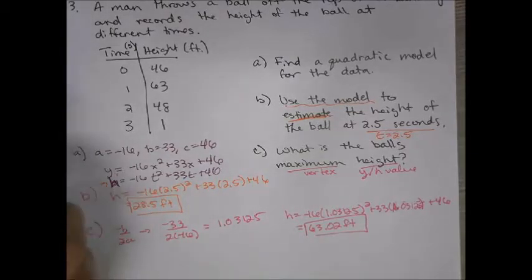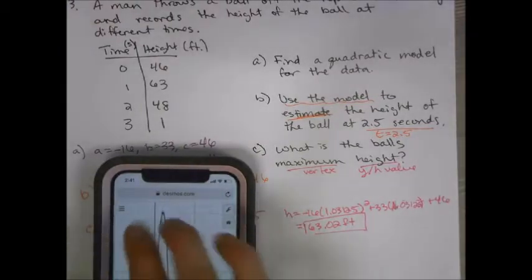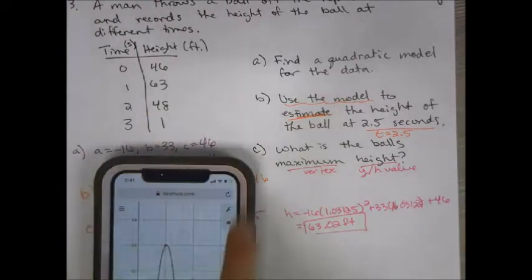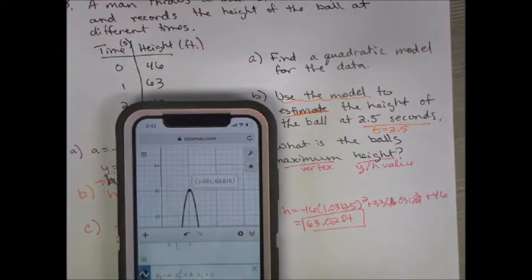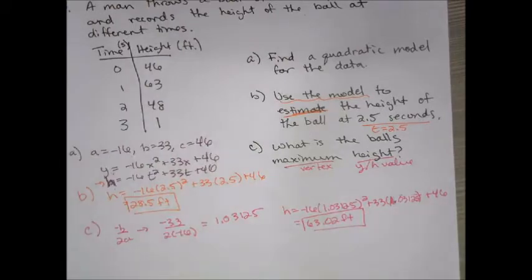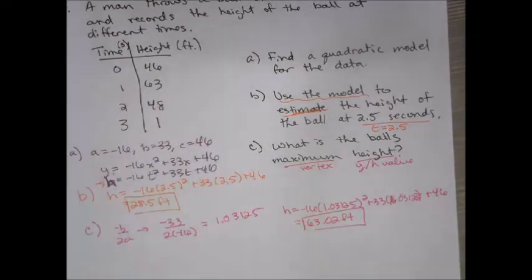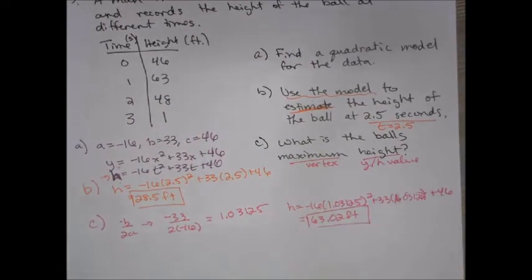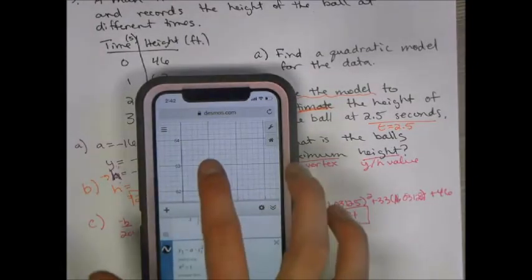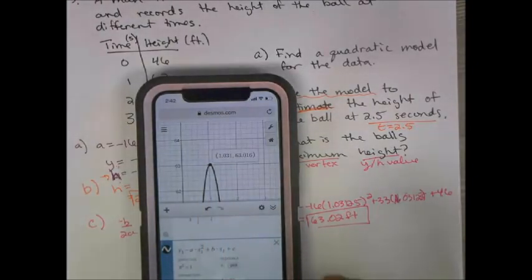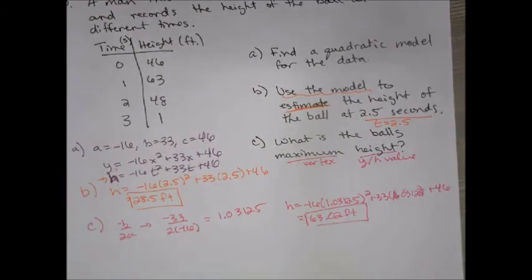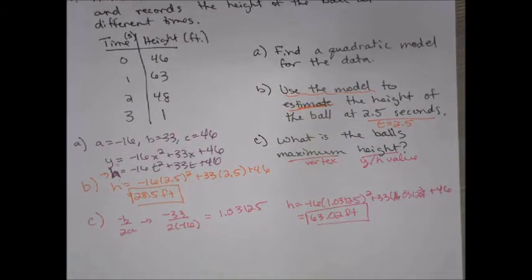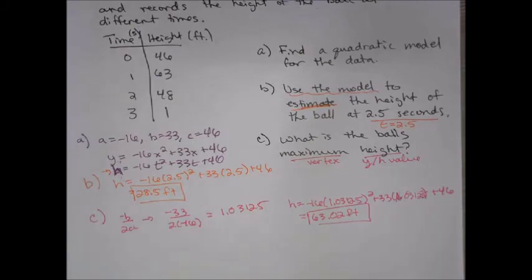If you looked in your picture, you might have guessed that the maximum happened at that point, right? One of our points, that 63, but it's actually this point. And if you notice, I was able to touch the vertex on the graph, and it gave me that point. But I do expect you to show your work on how you found it, because we just need to keep practicing how to find that vertex.